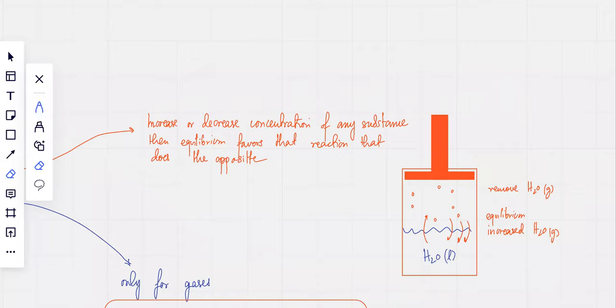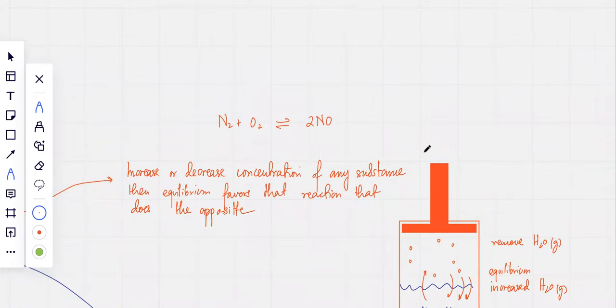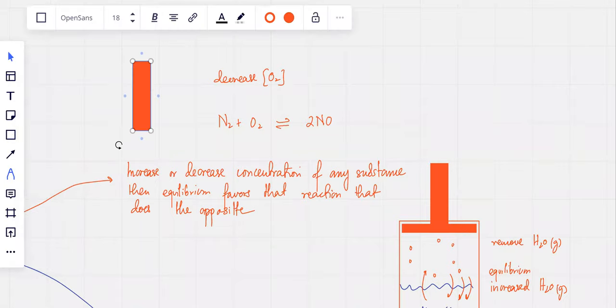So we can do an example. Let's say I have this reaction: N2 and O2 reacting in equilibrium, and they're forming 2NO, right? Can anyone tell me what would happen if I decrease O2? And remember, focus on the word concentration. That's very important.